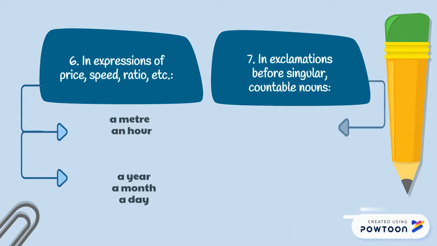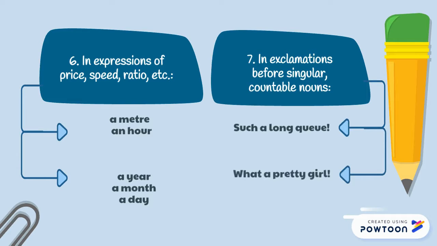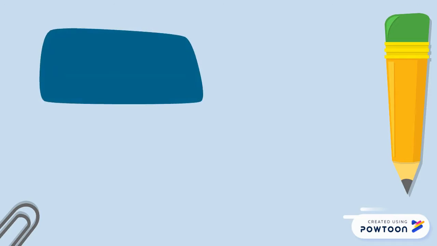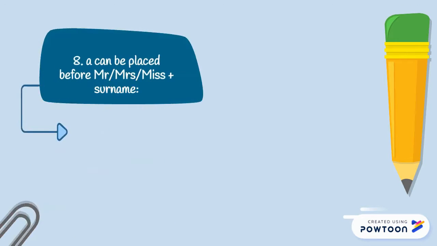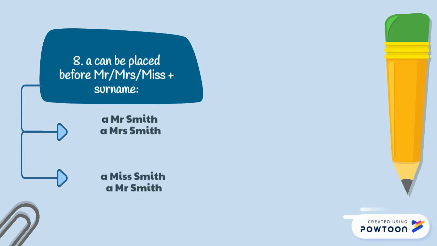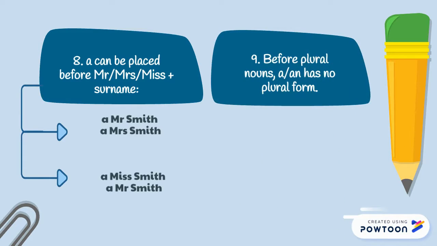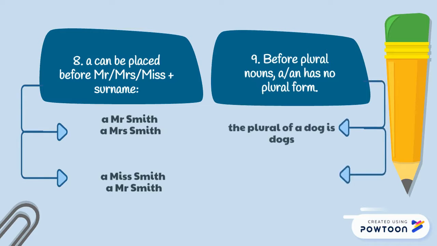In exclamations before singular countable nouns. Such a long queue. What a pretty girl. The indefinite article a can be placed before Mr., Mrs., and Miss plus a surname. Before plural nouns, a and an have no plural form. The plural of dog is dogs, the plural of egg is eggs.